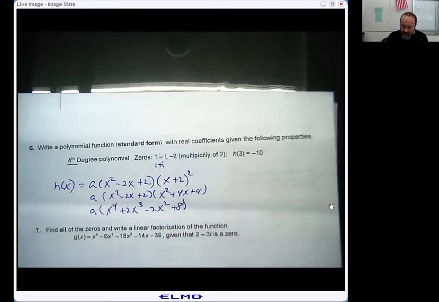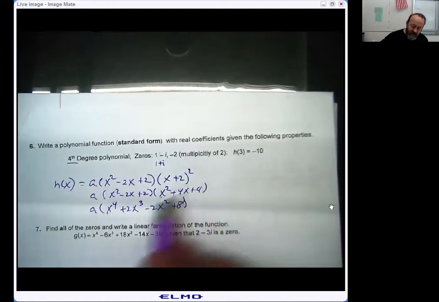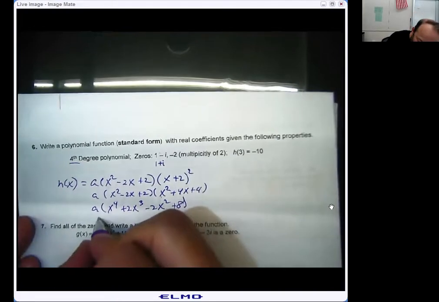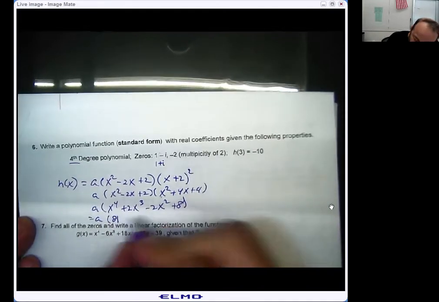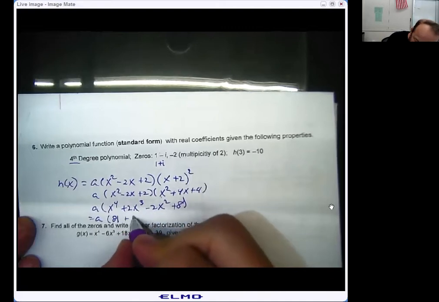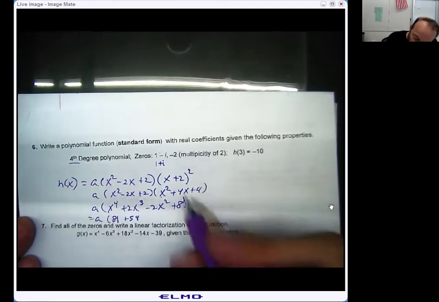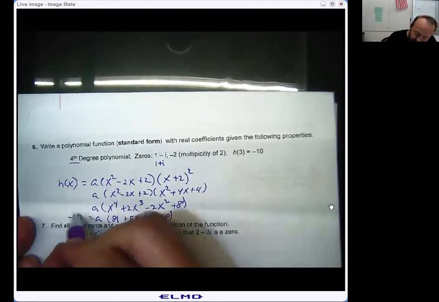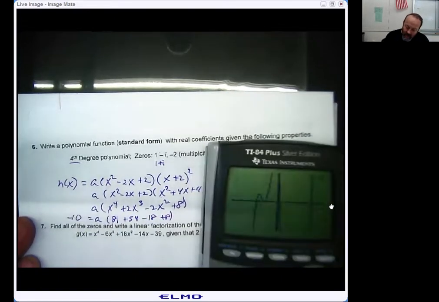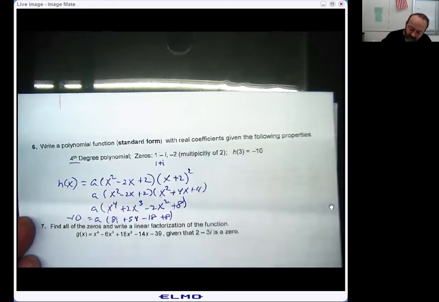Now, the only thing left to do is figure out what that a value might be. It says if we plugged in 3, we're supposed to get negative 10. So if I plug in 3 for x, that would be 81. 3 cubed is 27 times 2 is 54. Let's see, 3 squared is 9, times 2 is minus 18, and a plus 8. And somehow that whole thing is supposed to be negative 10. All right, so that's going to be 81 plus 54 minus 18 plus 8. I got a number of 125.